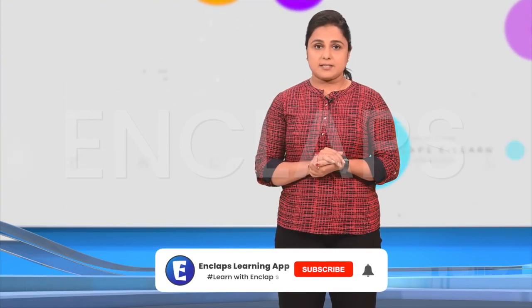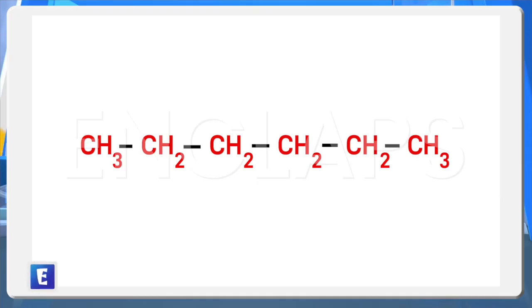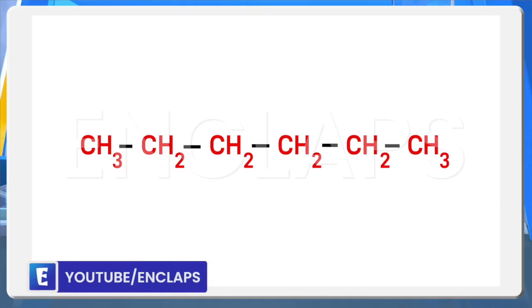So, we learnt about isomerism, right? We learnt about functional isomers, chain isomers and position isomers. Here is an organic compound. Which is the compound? There are 6 carbon atoms in the main chain. Hexane, right? We have to draw the chain isomers of hexane.